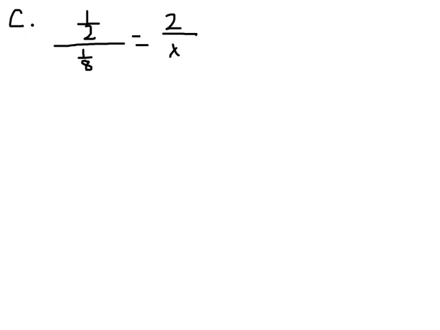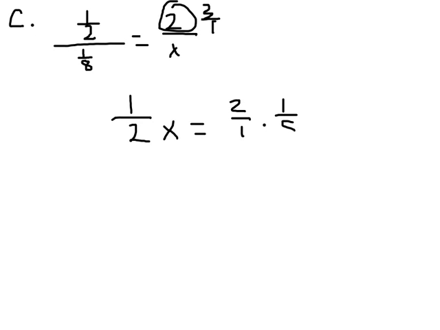Alright, and then finally c, 1/2 x equals, now this 2 is a whole number, so I'm going to make it a fraction by putting 2 over 1 times 1 over 8. I can cross cancel here. So I've got 1/2 x equals 1/4. Invert and multiply.